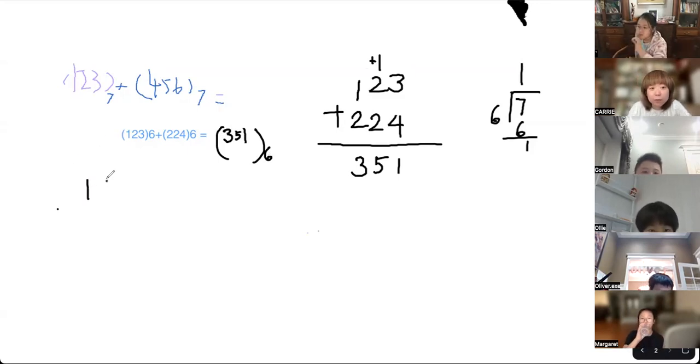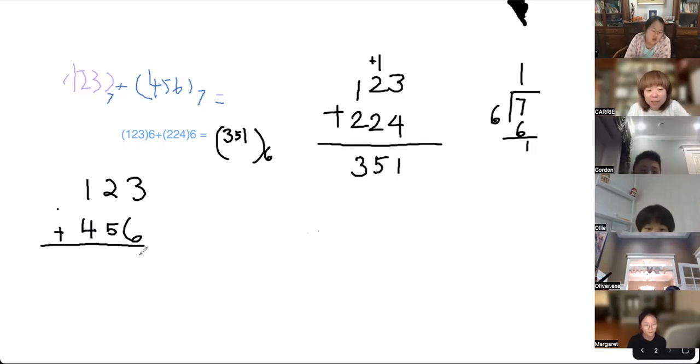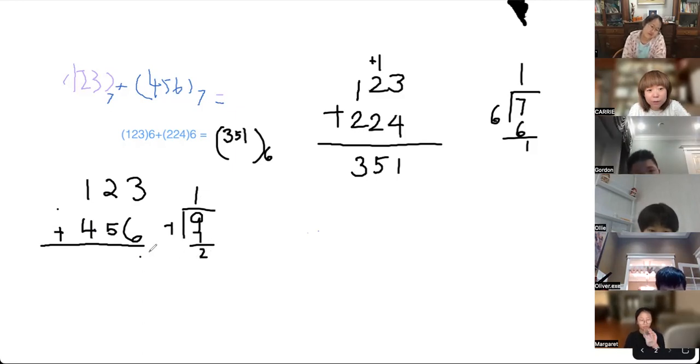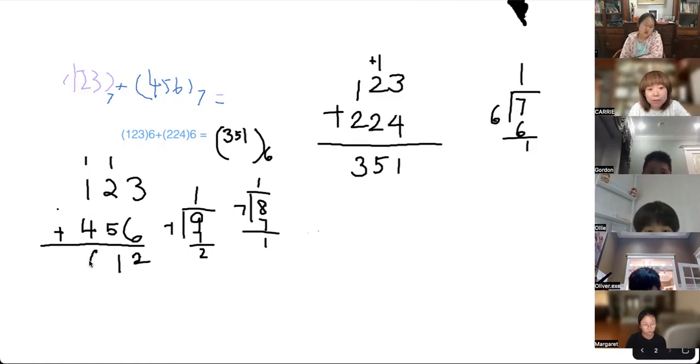Okay, so let's take a look at this one. So 1, 2, 3 plus 4, 5, 6. See how smart Margaret is. We just change the base to 7, right? Very good. Okay, that's the quickest way to change that. So 3 plus 6 equals 9. No more 9 existing. So 9 divided by 7 equals 1 and 2. So remainder is 2 and carry over 1. So 8 divided by 7 equals 1, and the remainder is 1, and we carry over 1. So 1 plus 1 plus 4 equals 6. So the answer is 612.